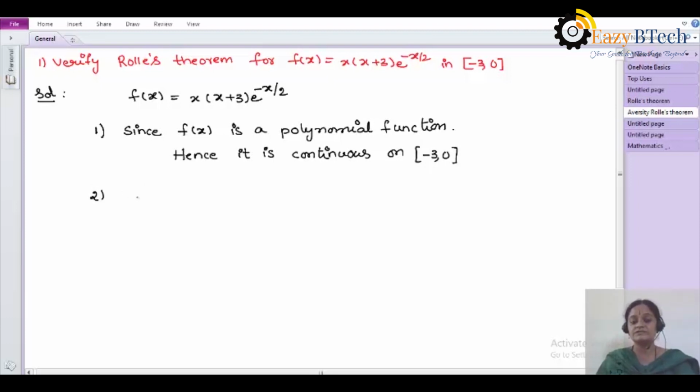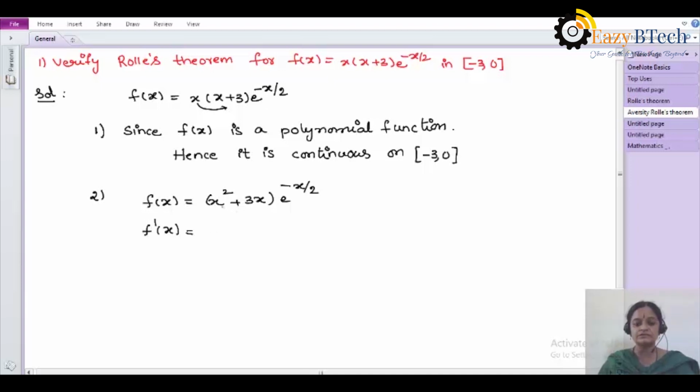Derivability. That means doing the differentiation of the given function with respect to x. Before doing the differentiation, doing the multiplication with x first: x into x, x square, plus 3 into x, 3x, into e power minus x by 2. Now doing the differentiation with respect to x.